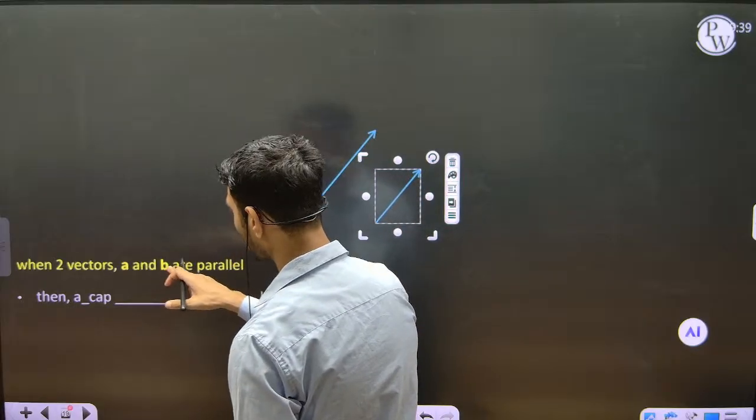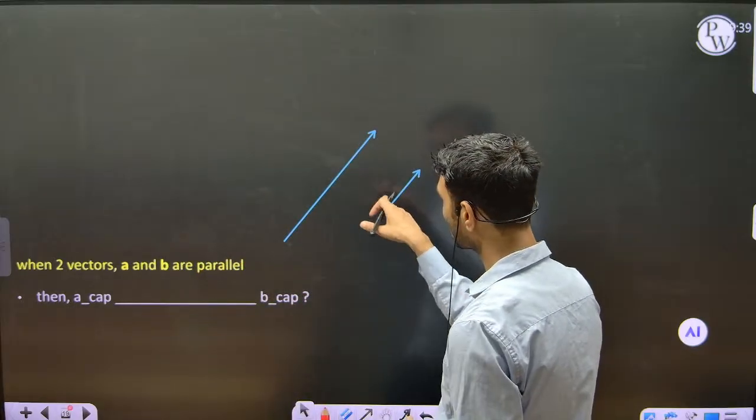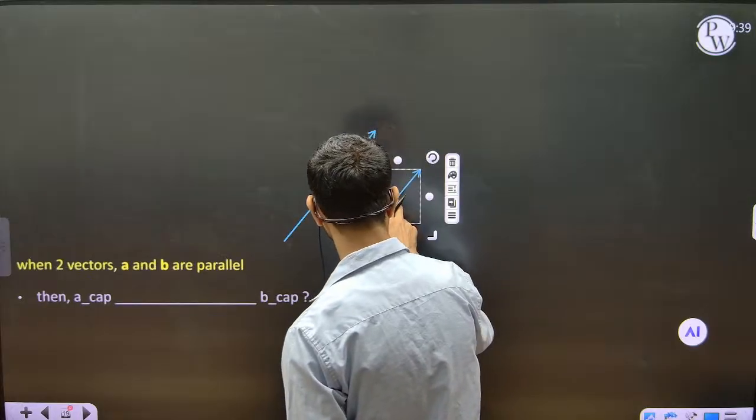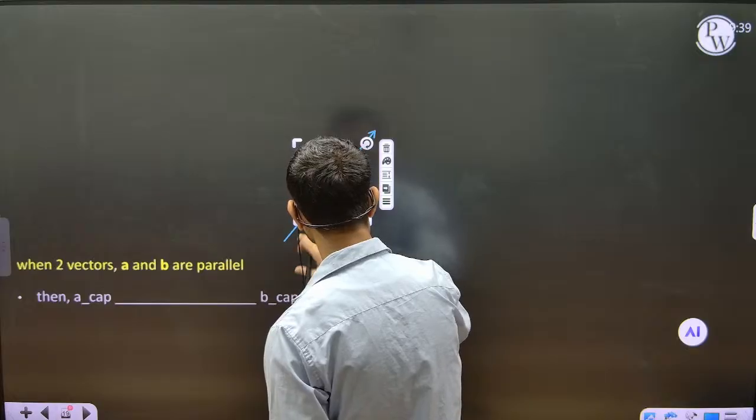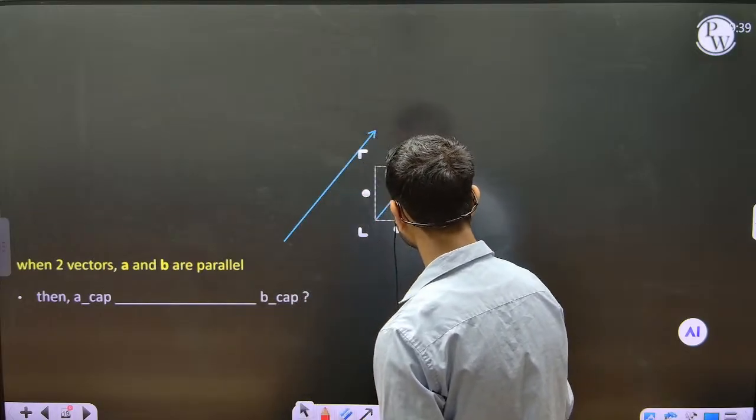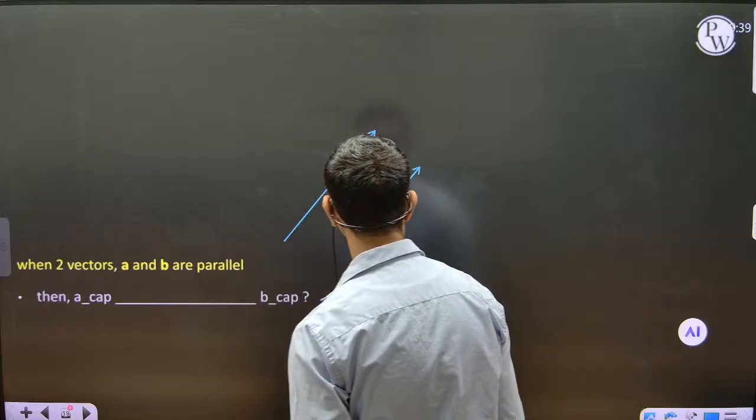So yeah, this is what I was saying. When two vectors A and B are parallel, like you can see these guys are parallel, right? Are they not parallel? See? They are parallel, right? They're absolutely parallel, but they don't look parallel. I don't know why. Fine.